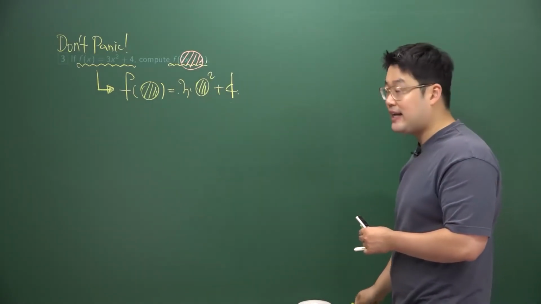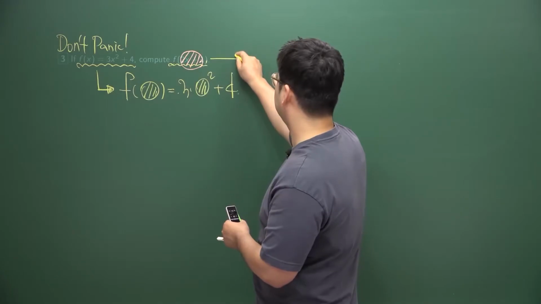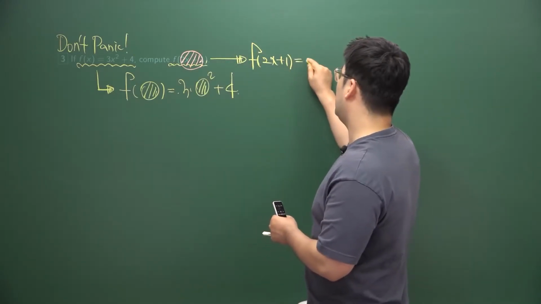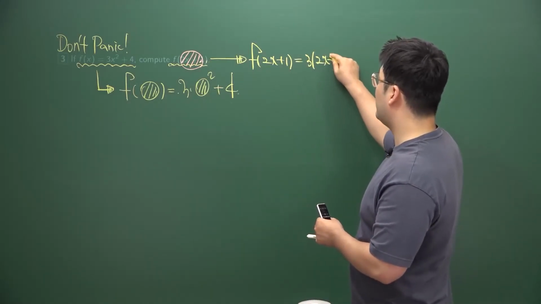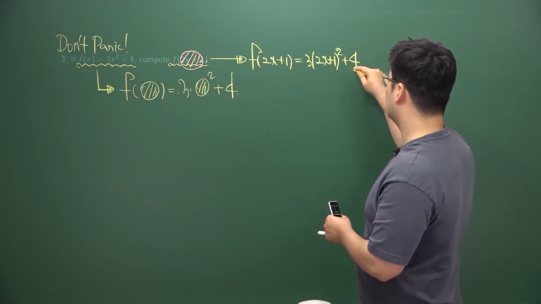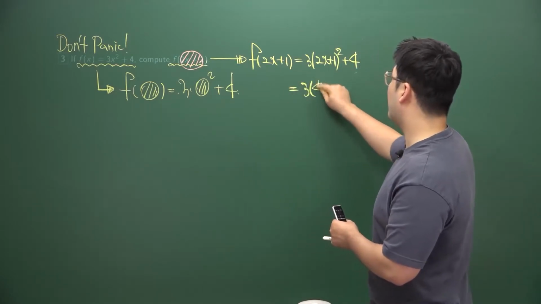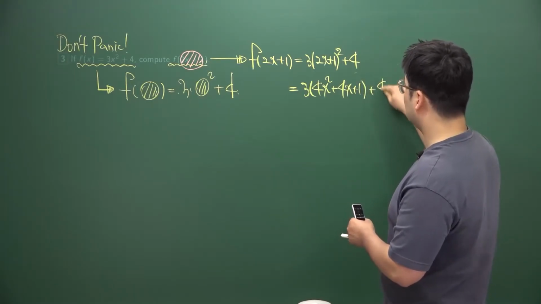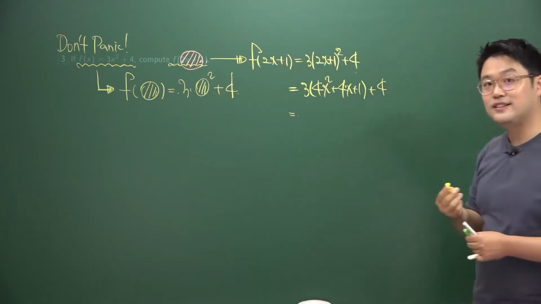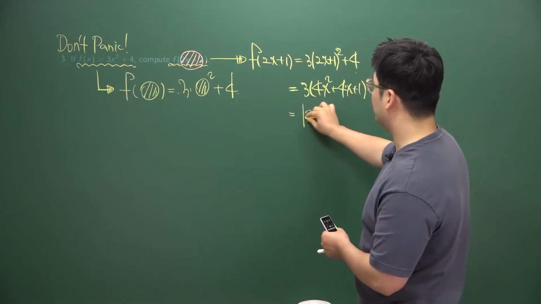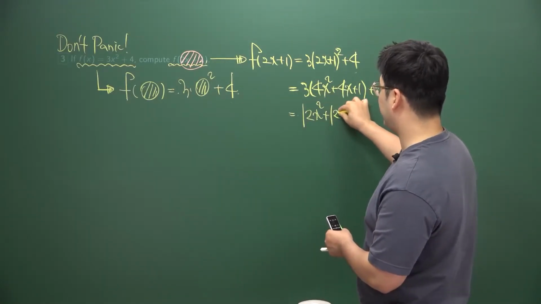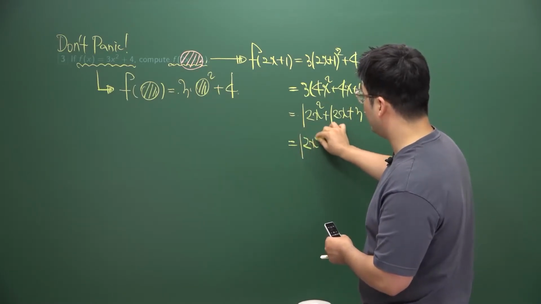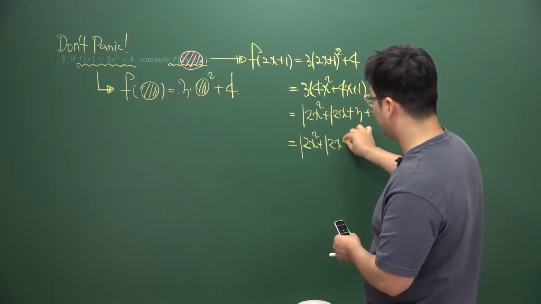By considering that as a circular blurb, we get f of 2x plus 1 equals 3 times (2x plus 1) squared plus 4. That's 3 times (4x squared plus 4x plus 1) plus 4. Making sense? Of course. 12x squared plus 12x plus 3 plus 4. So we got 12x squared plus 12x plus 7.